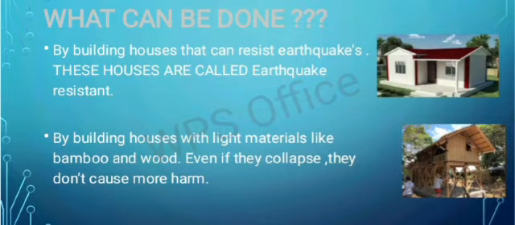What can be done? Earthquakes occur suddenly, so people cannot be warned. We cannot do anything to stop them either. But we can build houses that can resist or stand up to earthquakes. Such houses are called earthquake resistant. They do not collapse during earthquakes. Building houses with light material like wood and bamboo also helps. Even if they collapse, they do not cause much harm.